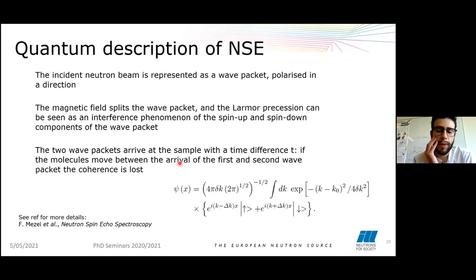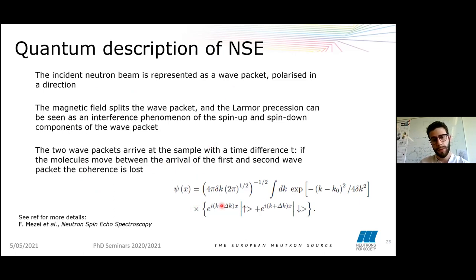Now, up to now, I have described the classical description of the neutron spin echo, but in the end here I put a quantum description because, for example, for neutron resonance spin echo, it's not possible to use the classical description. So I put this simple slide to give some hints. The incident neutron beam is represented as a wave packet polarized in any direction. Then the magnetic field splits this wave packet, and the Larmor precession can be seen as a superposition phenomenon of spin up and spin down components of the wave packet.